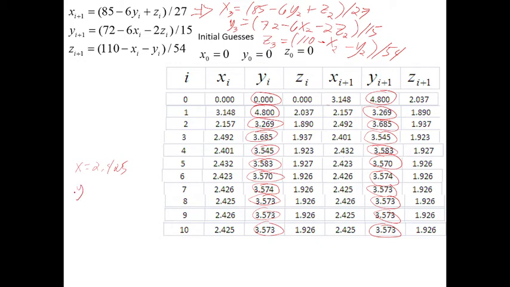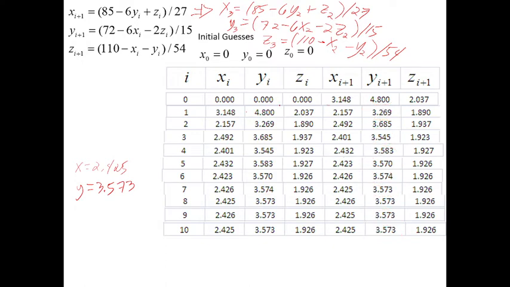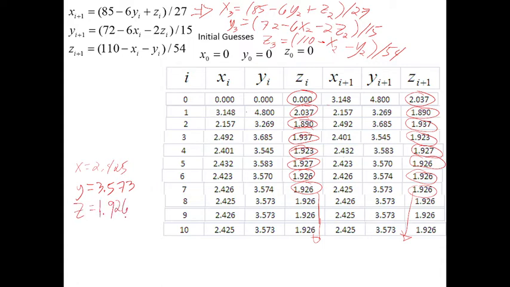So therefore, y is 3.573. And then let's consider z. z is 0, 2.037, 1.890, 1.937. It no longer leaves 1.9. Then 1.923, 1.927, 1.926. It's approaching. 1.926, 1.926. It no longer changed. Even if you add more iterations, that is its limit. It converged. So z is 1.926. Do you understand?